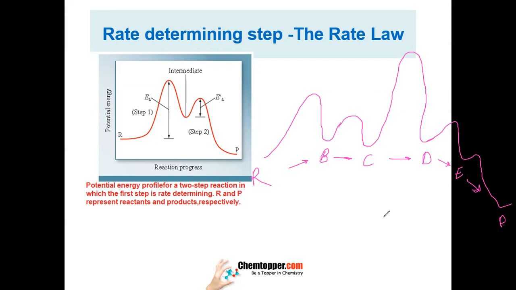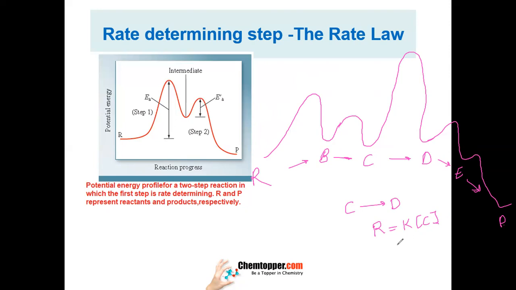Check. Anil, five. Okay. Which step is the slowest step? C to D. What's the rate law for C to D? K times, K is the rate constant, concentration of C, right? Yes. Okay, so rate law is this.